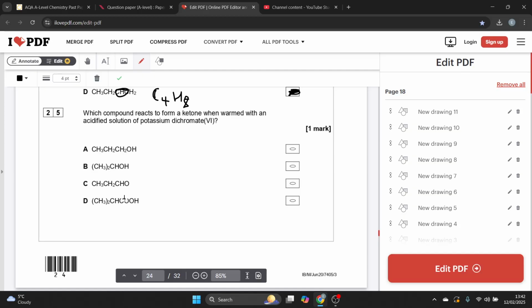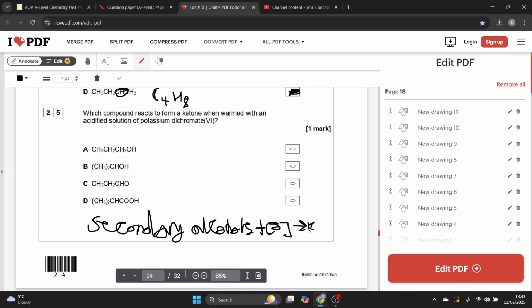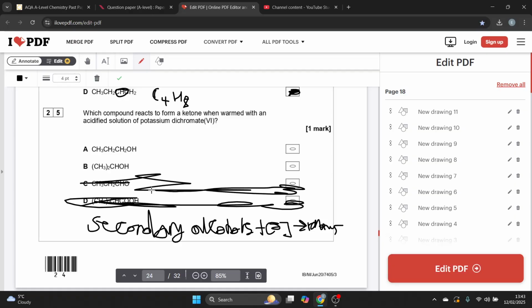Which compound reacts to form a ketone when warmed with acidified solution of potassium dichromate? Which compound reacts to form a ketone? Well, secondary alcohols oxidize to form your ketones. So it can't be D, because that's a carboxylic acid. It can't be C, because that's an aldehyde. Yeah, so I'm left with A and B.